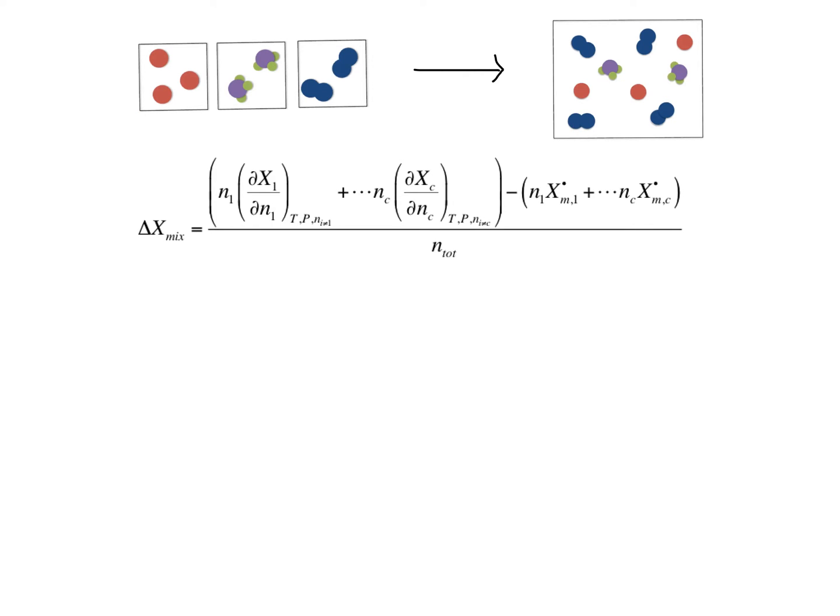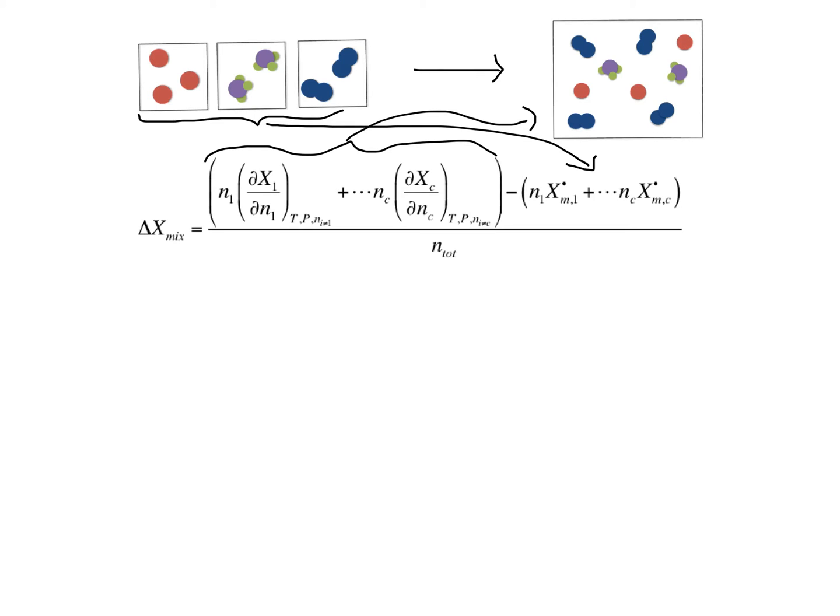If I want to calculate the change in some variable for this mixing process, I must determine the value of that variable in the final state and subtract that from the value in the initial state. The initial state is simply the pure substances, and so I simply need to take the number of moles I'm going to mix times the value of the variable for the pure substance per mole and add all of those together to get the value of the variable in my initial pure states.